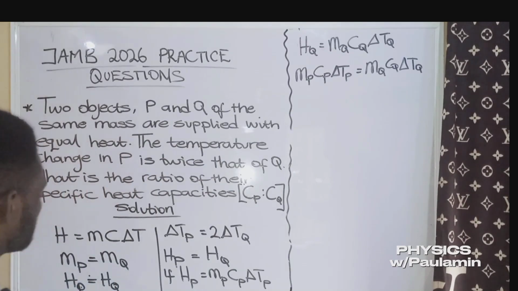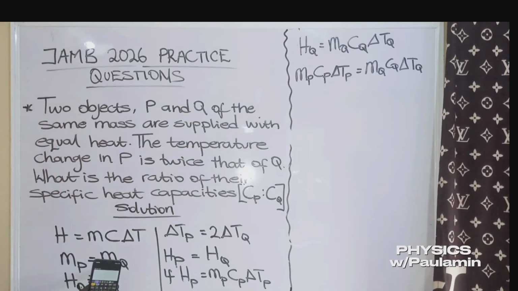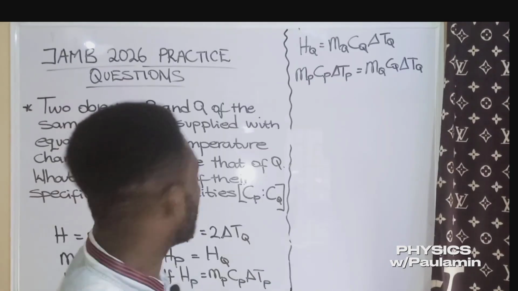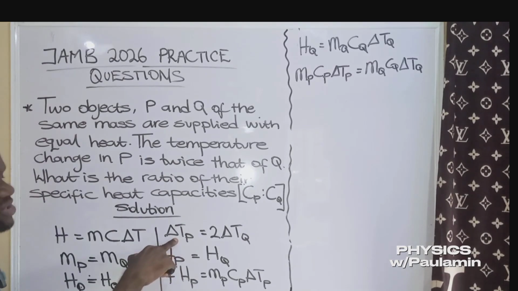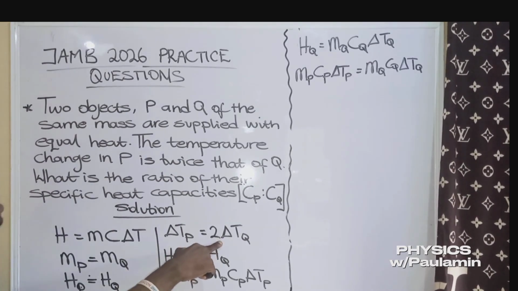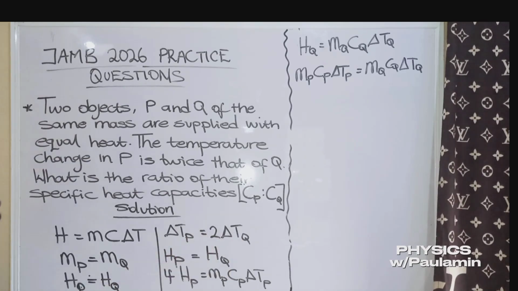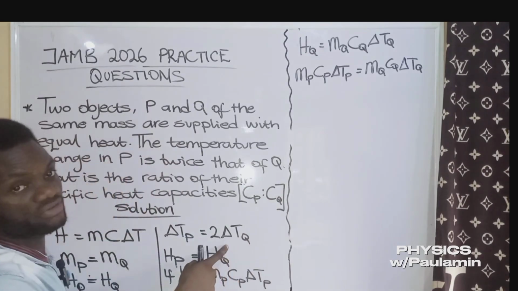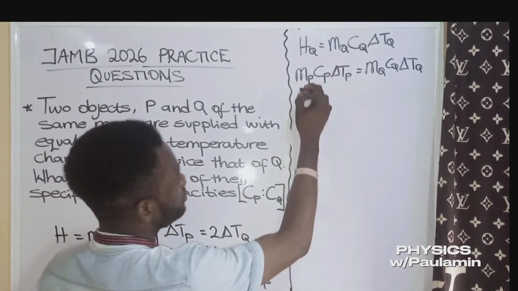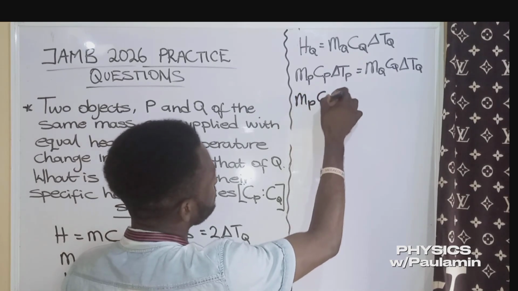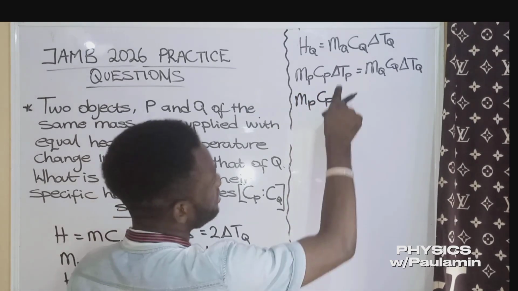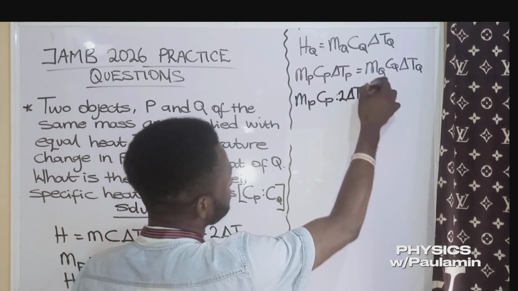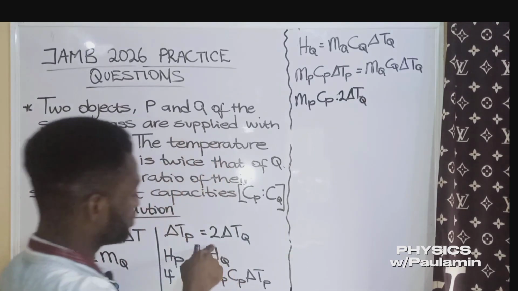Now let's go back to our question. Mass of P is said to be equal to mass of Q. So anywhere I see mass of Q, I'm going to place mass of P, and I'm also told that the change in temperature of P is equal to 2 times the change in temperature of Q. Alright, so anywhere I see ΔTp, I'm going to put 2 times ΔTq. So this will be mass of P, specific heat capacity of P, then here will be 2 times change in temperature of Q, because that's what we see here.